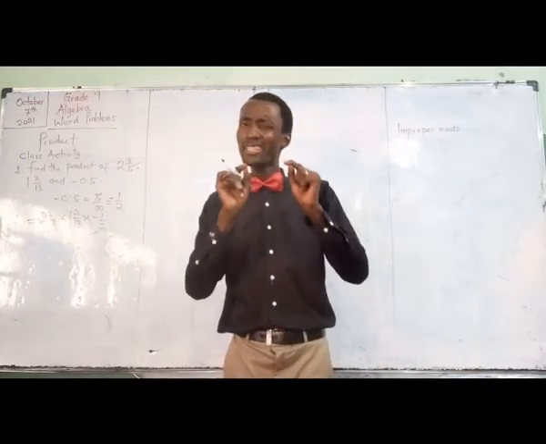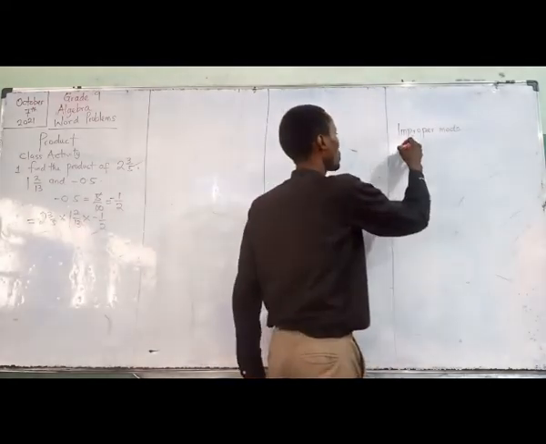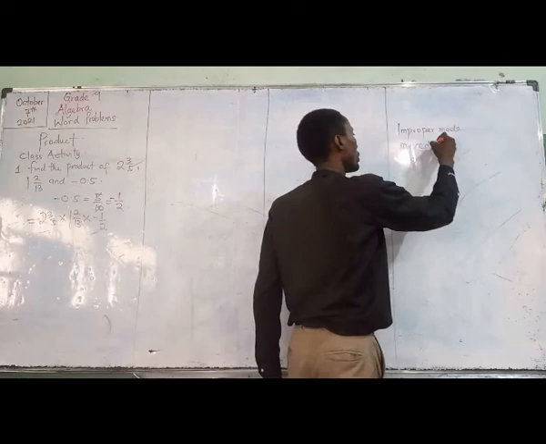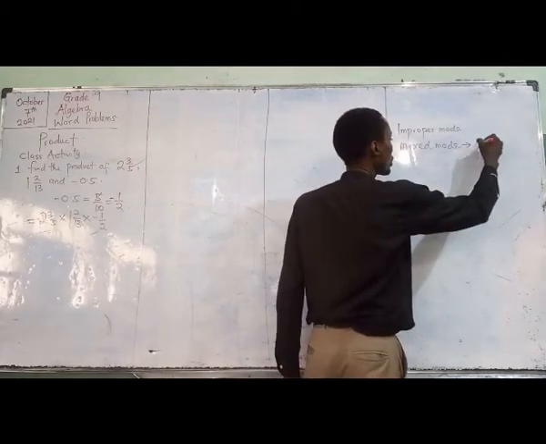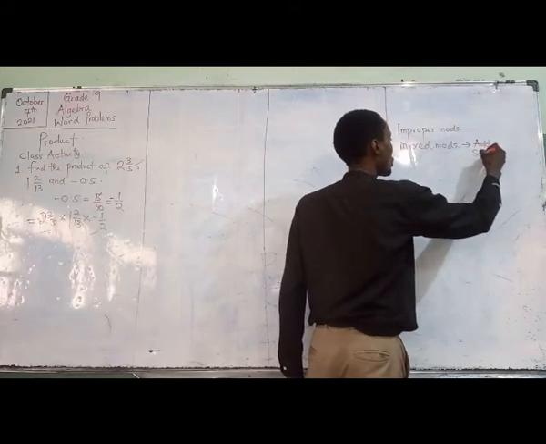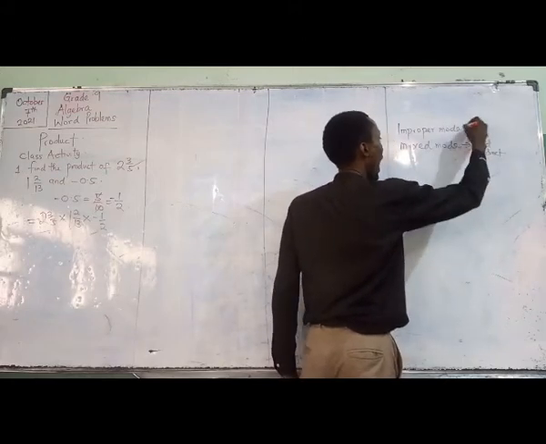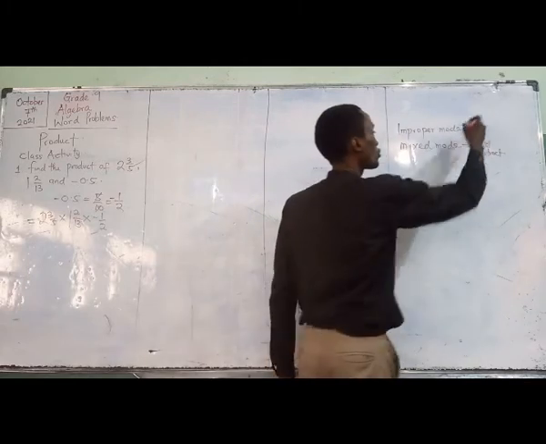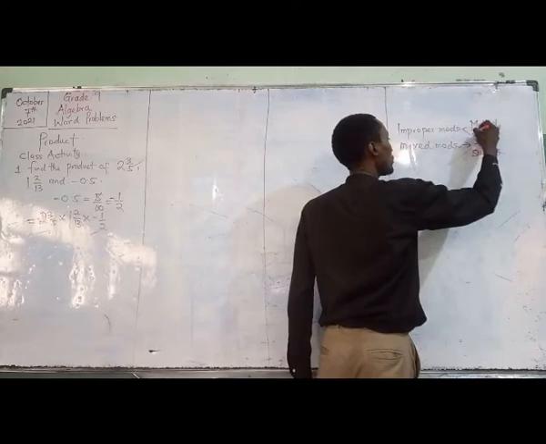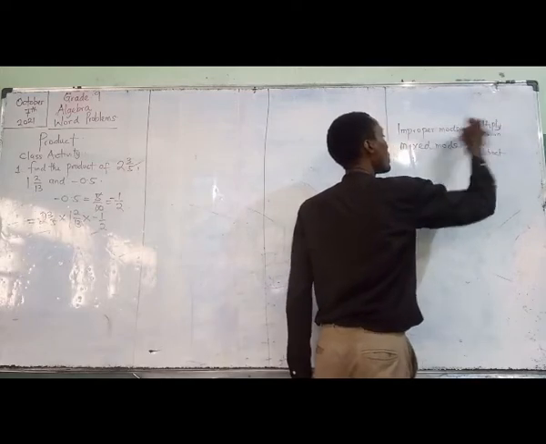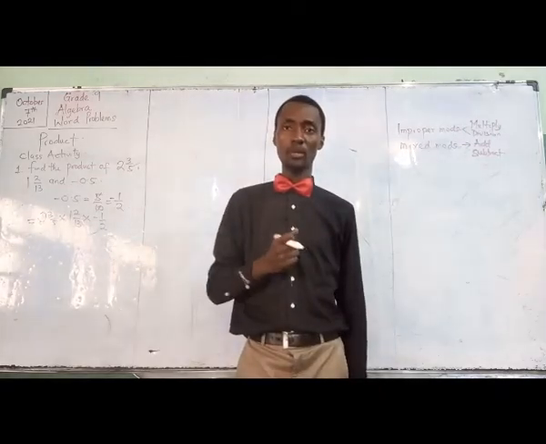But when you are adding and subtracting fractions, we do that in what is called the mixed mode. So the mixed mode applies to addition and subtraction, and the improper mode will apply to multiplication or division. It's important you remember this very well to help you when you encounter problems like this.